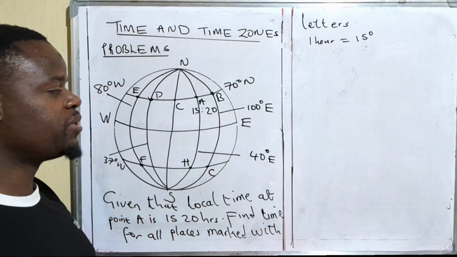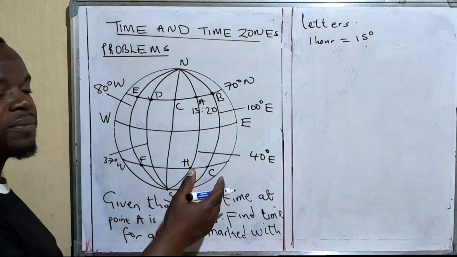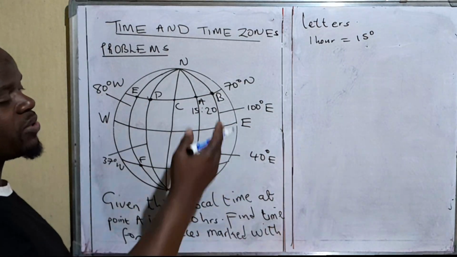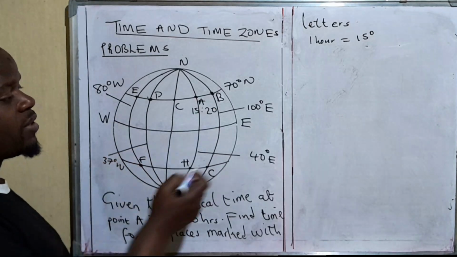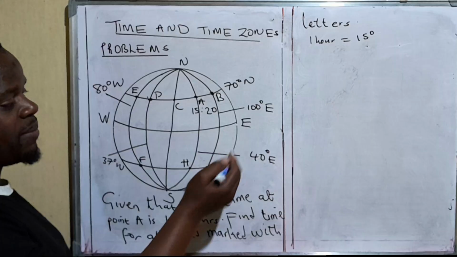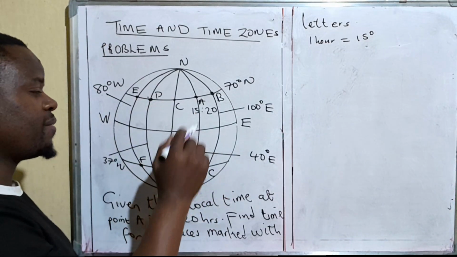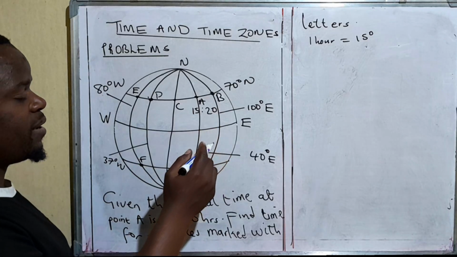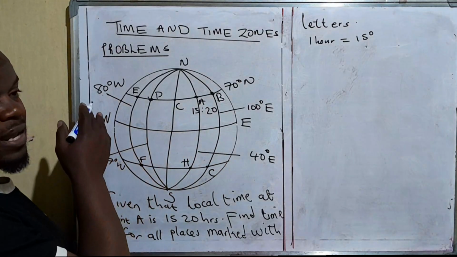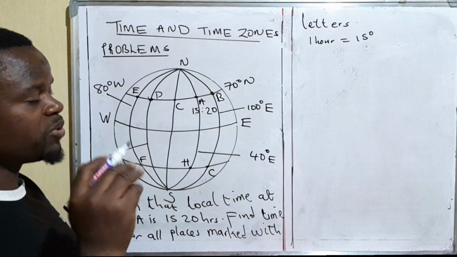The other fact that you need to learn is that the people in the Eastern Hemisphere are ahead in terms of time as compared to those in the Western Hemisphere. So those at B are ahead in terms of time as compared to those at A. Those at A are ahead in terms of time as compared to those at C. So those in the Western Hemisphere are behind in terms of time. Those are the two facts you need to learn.